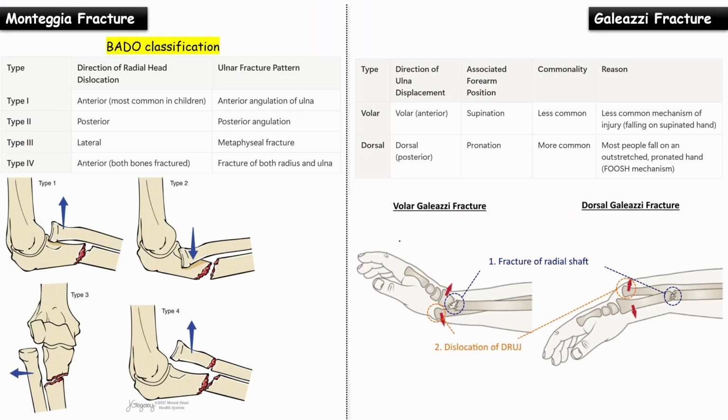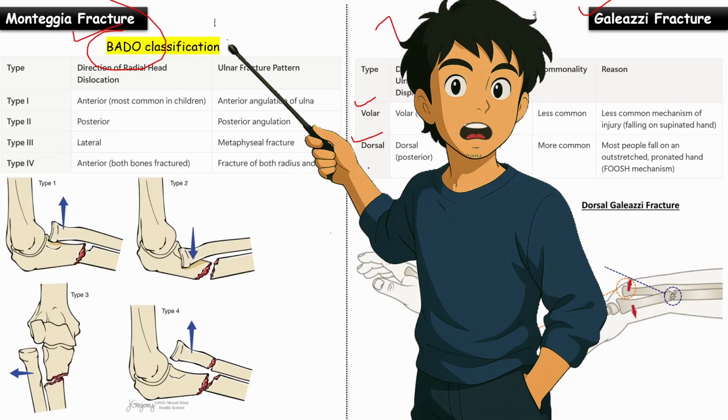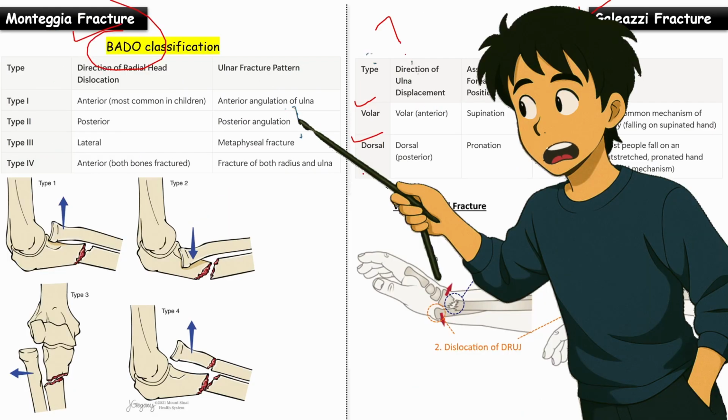Alright. Next we have the classification. For the Monteggia fracture, it is called the Bado classification. And for the Galeazzi, we don't have such a named classification, but there are two types: one is volar and the other one is dorsal. So let's talk about the Bado classification first. Here we have 4 types, 1, 2, 3, 4.